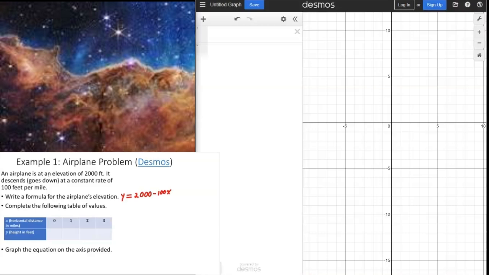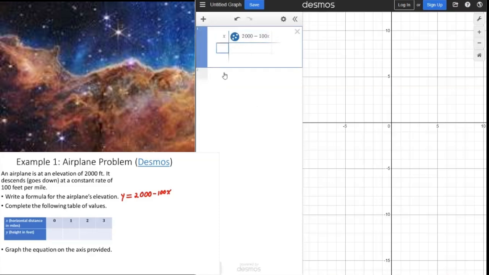Now that we know the formula, we can use Desmos to help us with the other two parts. The next part is they want us to complete the table. If we go to Desmos, we can make a table by first clicking the Add Items option located here where the plus sign is, and then select Table. In the first column, we'll replace the x sub 1 with whatever we named our independent variable, which here we named x. In the second column, we're going to replace that with the formula. Our elevation is 2,000 minus 100x.